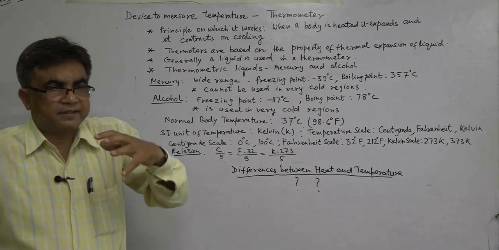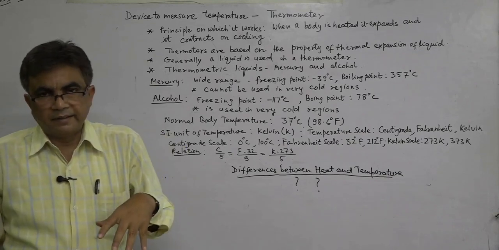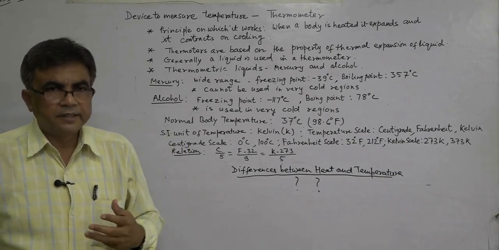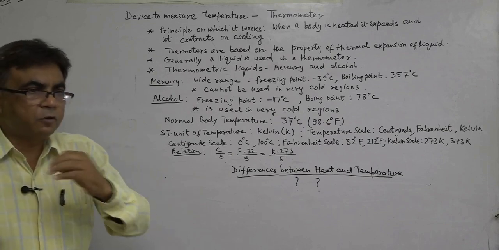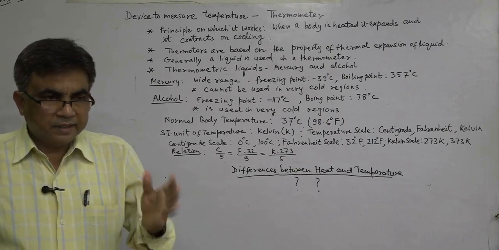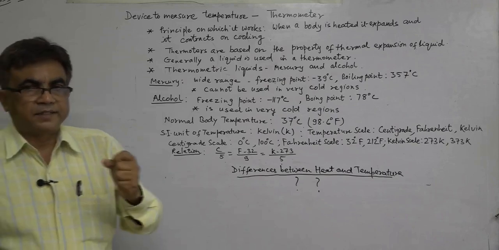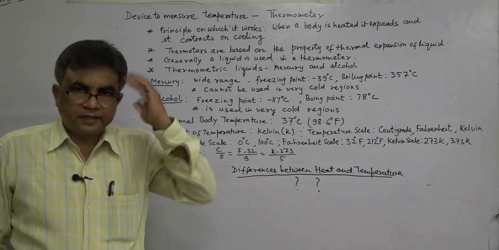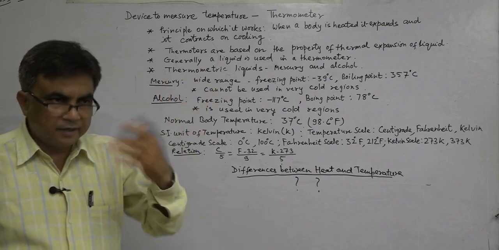That means as soon as the temperature goes below minus 39, it freezes. That's why it doesn't work. So that's why for very cold regions, mercury cannot be used as a thermometric liquid. So we have to think of another option.